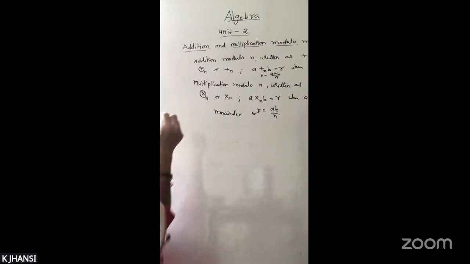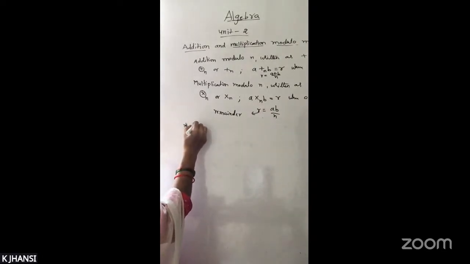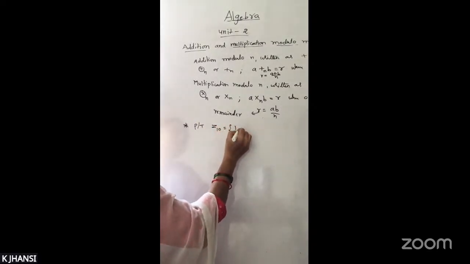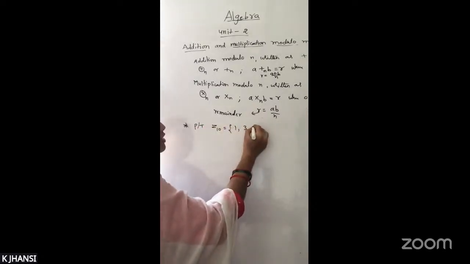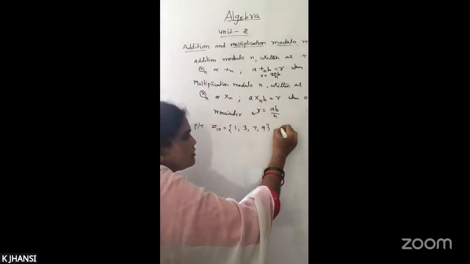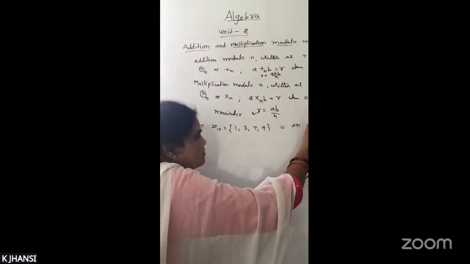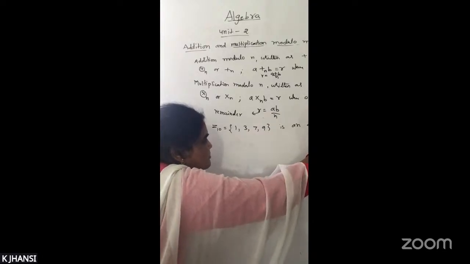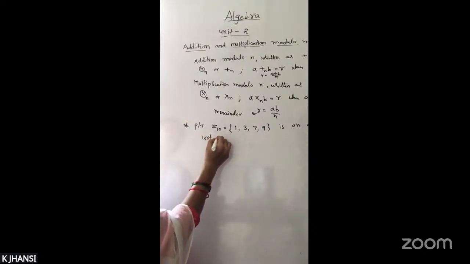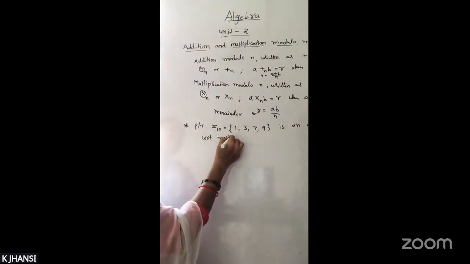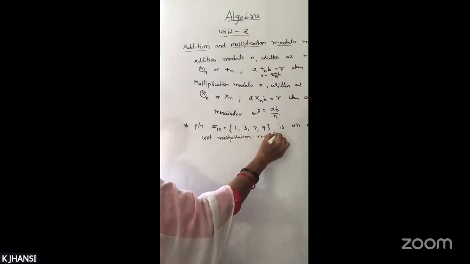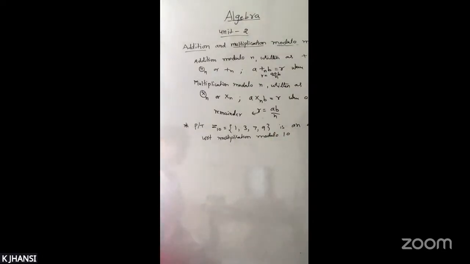So prove that Z10, that is {1, 3, 7, 9}, is an abelian group with respect to multiplication modulo 10. Okay, here the n value is 10.